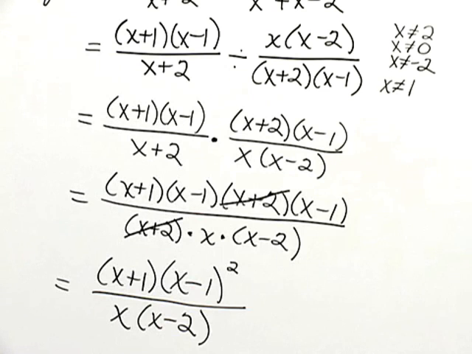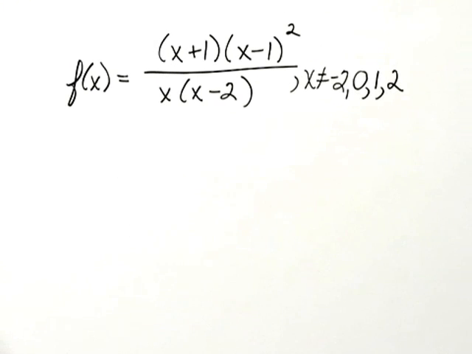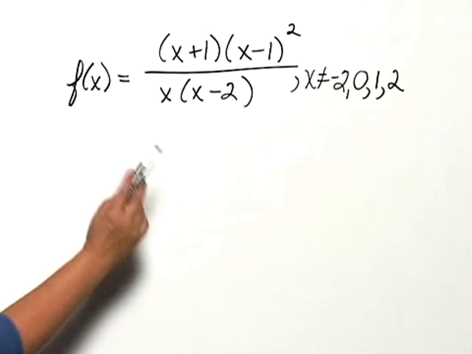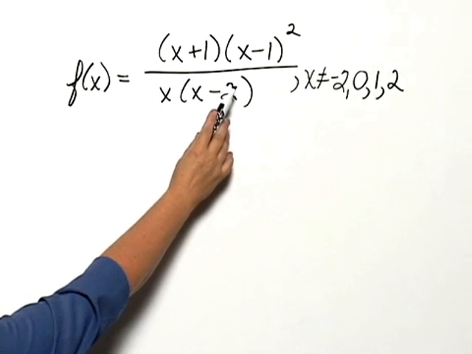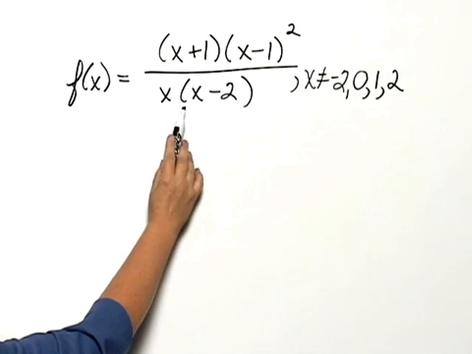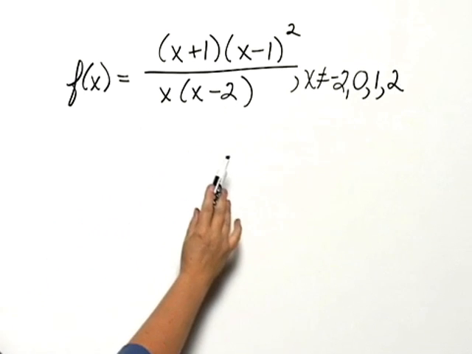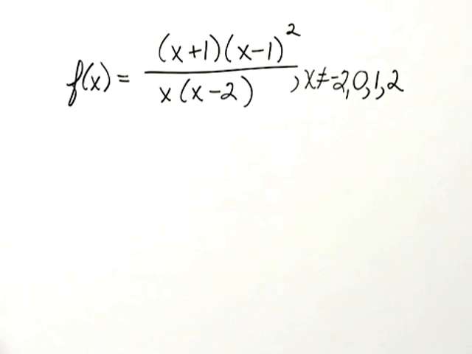And that's simplified form. So now I can write f of x equals x plus 1 times x minus 1 squared over x times x minus 2, with the restrictions that x cannot equal negative 2, 0, 1, or 2.